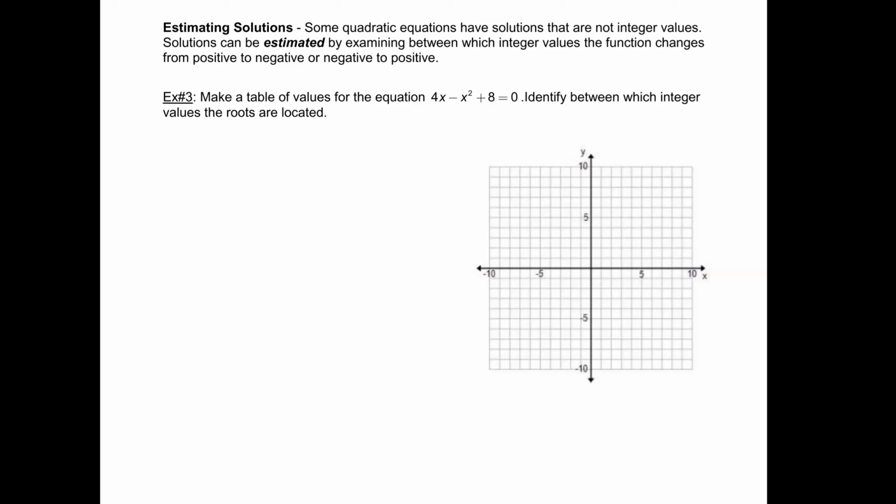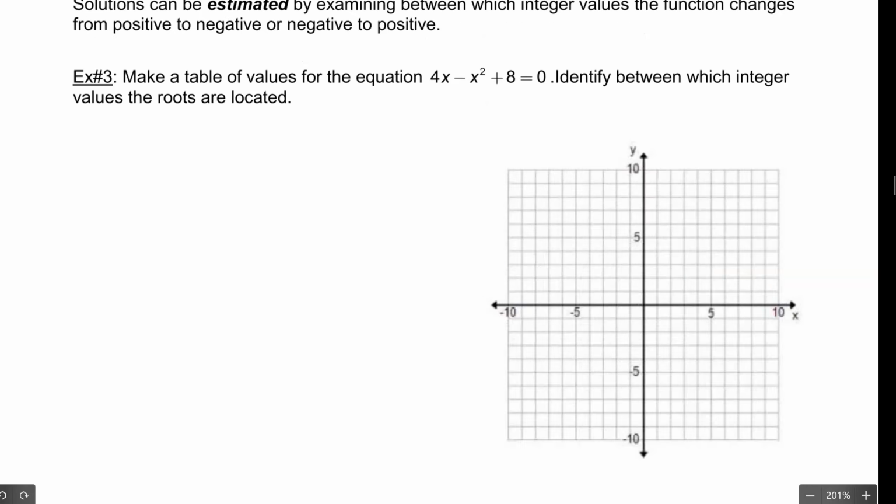This is going to be kind of like an example of what we just did. The only difference is, Isabella, that we're going to be estimating where it's crossing the x-axis because it's not going to be a nice number. It's going to be like a decimal. So we're going to estimate between which two numbers it is. Okay, make the table of values.